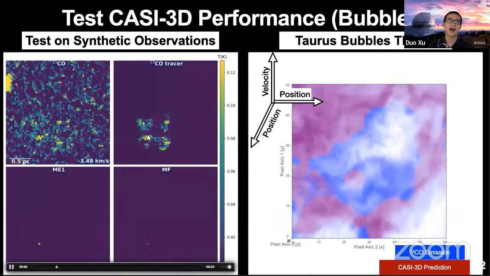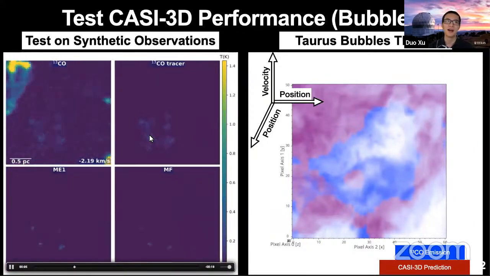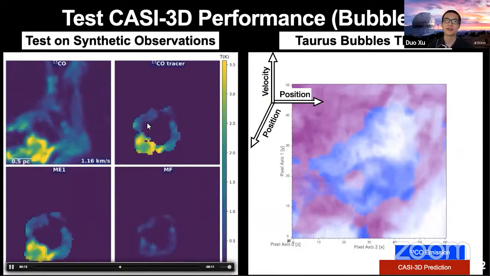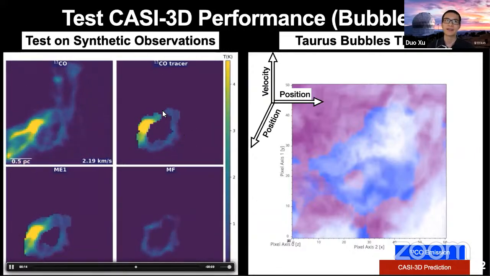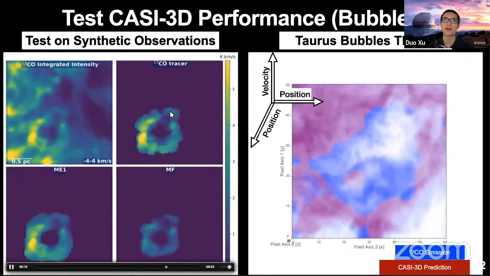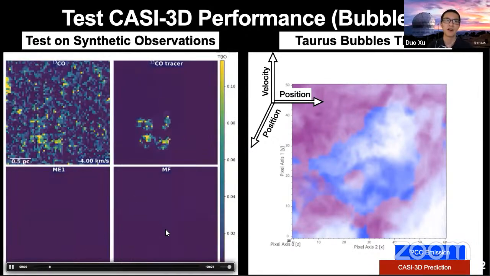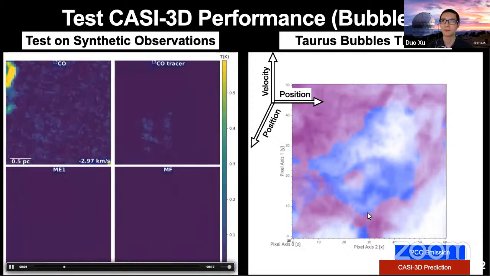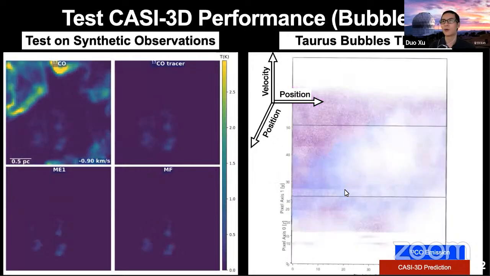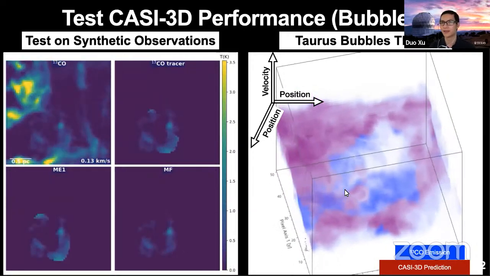Here is how our model performs on test data. This is synthetic data. The CO tracer is the ground truth, which indicates the position of the outflow of the bubble, and both models are able to identify this bubble morphology or rim clearly. Then I will show how our model performs on real data.